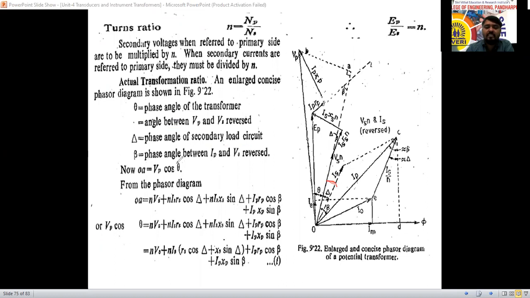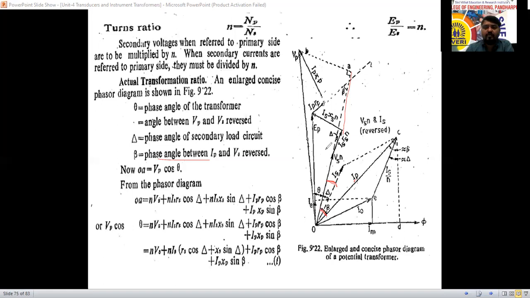Beta is the phase angle between IP and VS. Where is the IP here? That is beta. This is the IP line, which we have taken as a continuous straight line. This one is IP, and this is VS reversed. So the angle between these is beta, which we have considered.